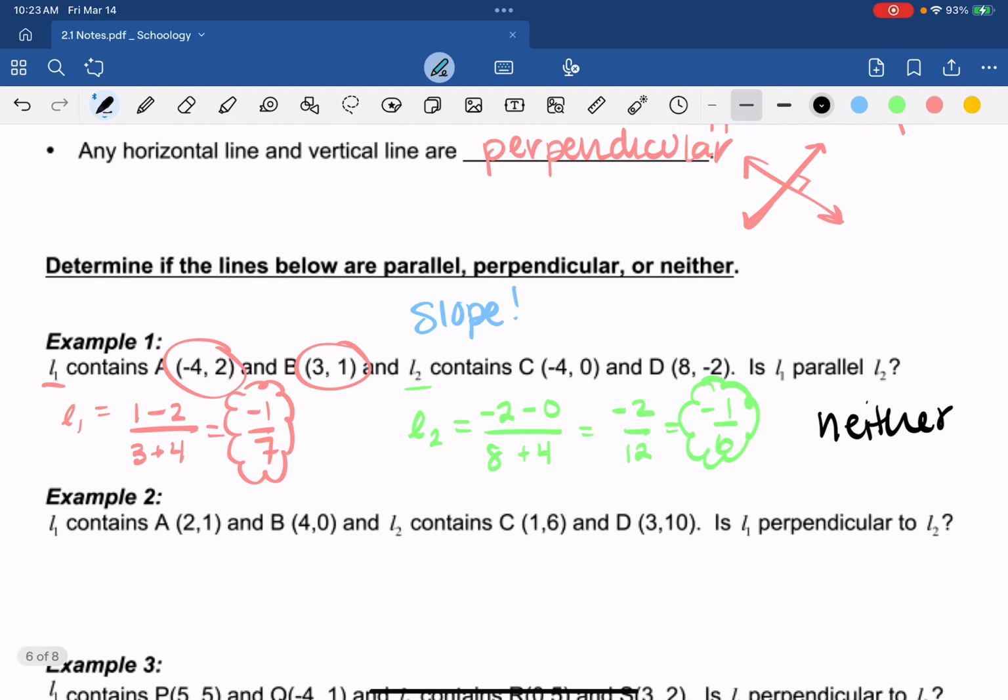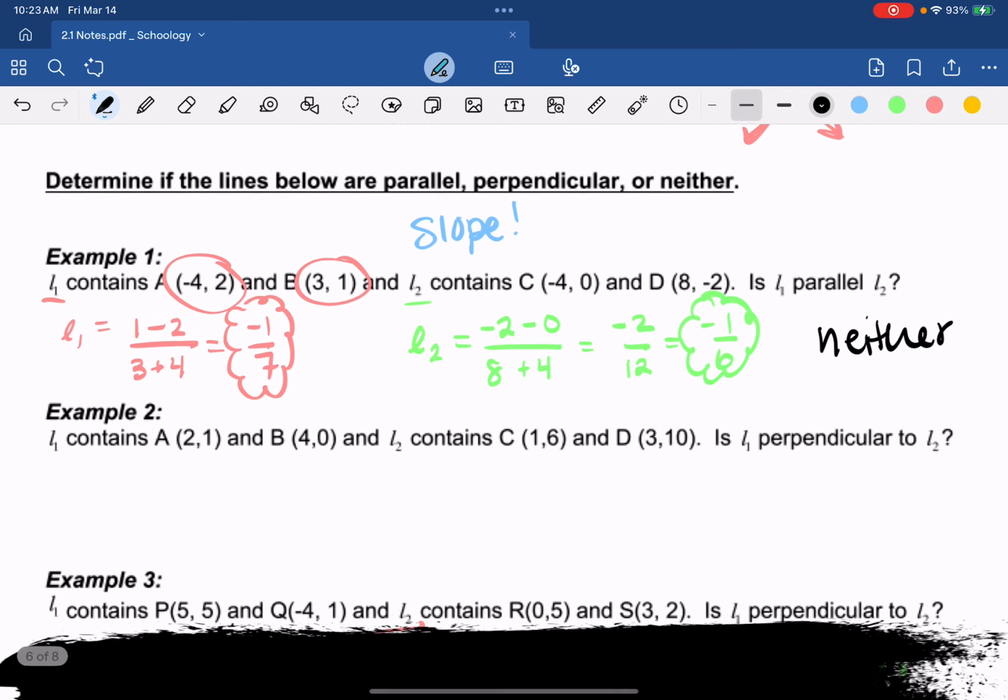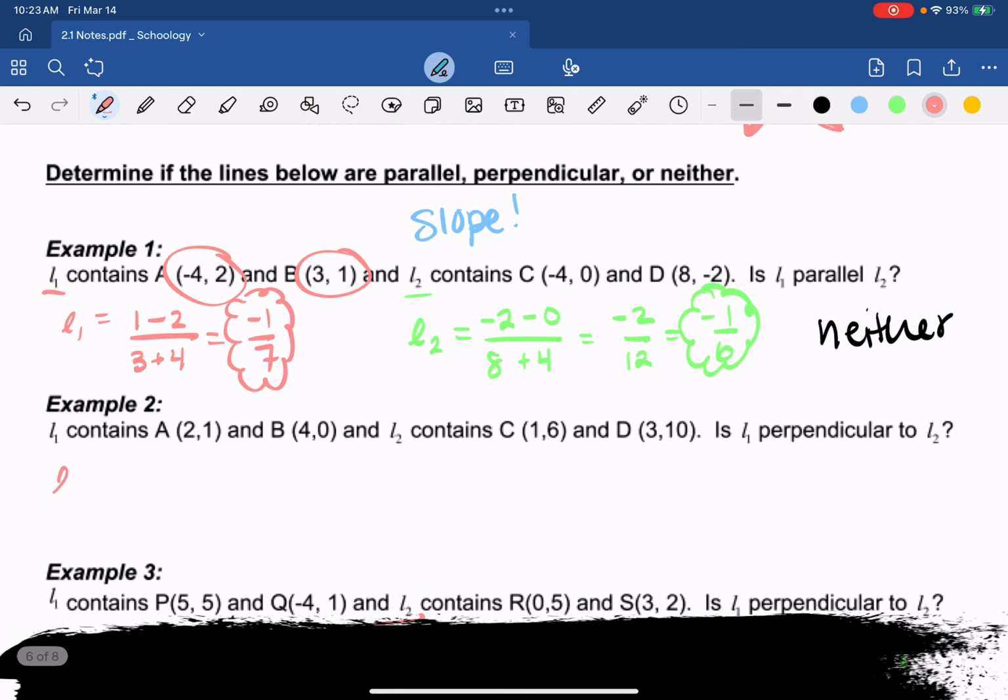Let's try number 2. Okay, so for number 2, line 1, let's calculate our slope here. Slope would be 0 minus 1 over 4 minus 2 equals negative 1 over 2. And again, I'm getting that from up top here. I've got my x1, y1, x2, y2. That's where I'm getting those numbers to find slope.